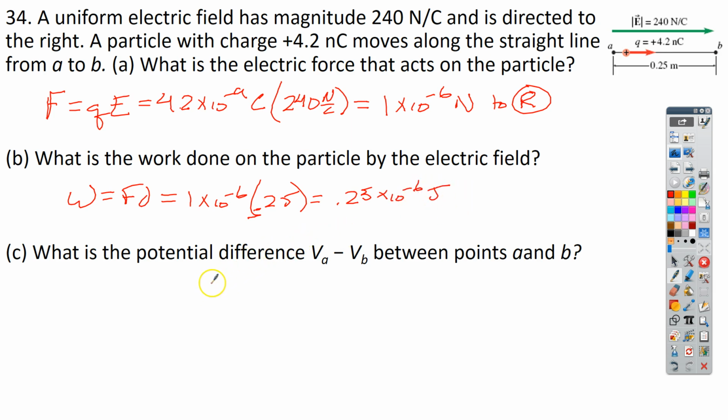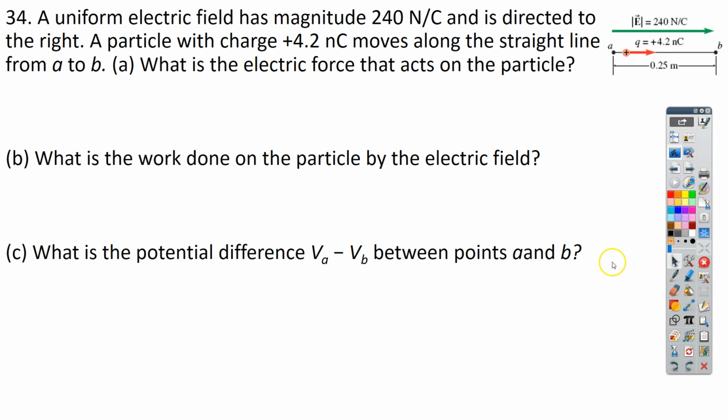Finally, they want us to find the potential difference. And so potential difference VA minus VB is equal to E times D. We have 240 newtons per coulomb, and we have a separation distance of 0.25 meters. So you end up with 60 volts of potential.